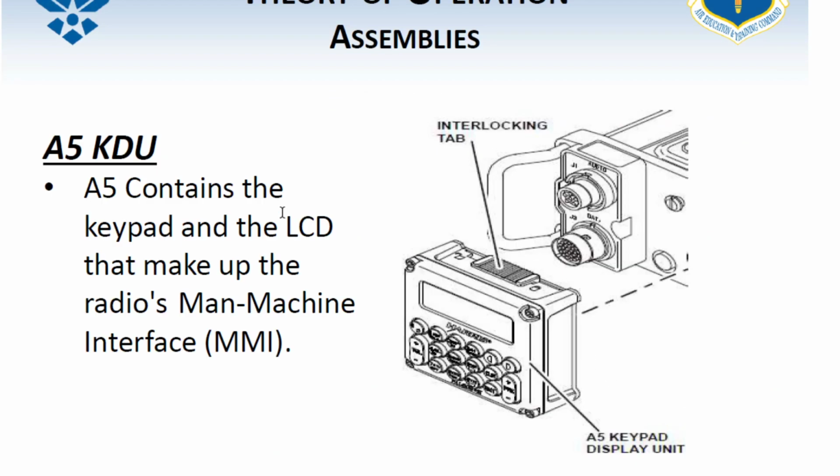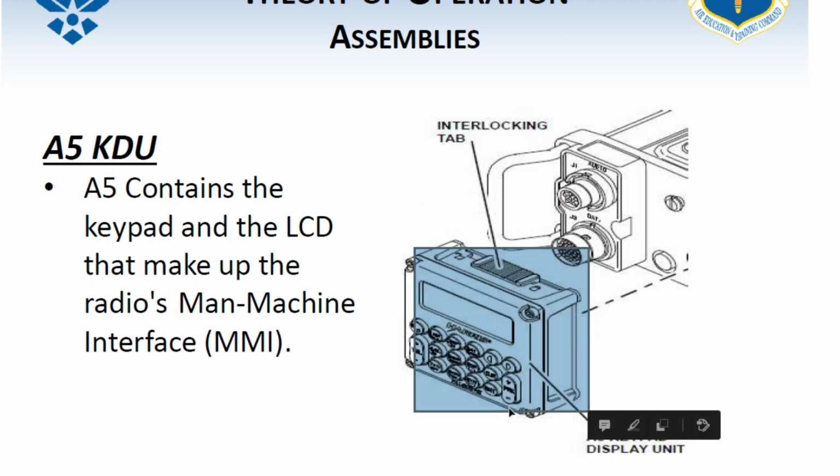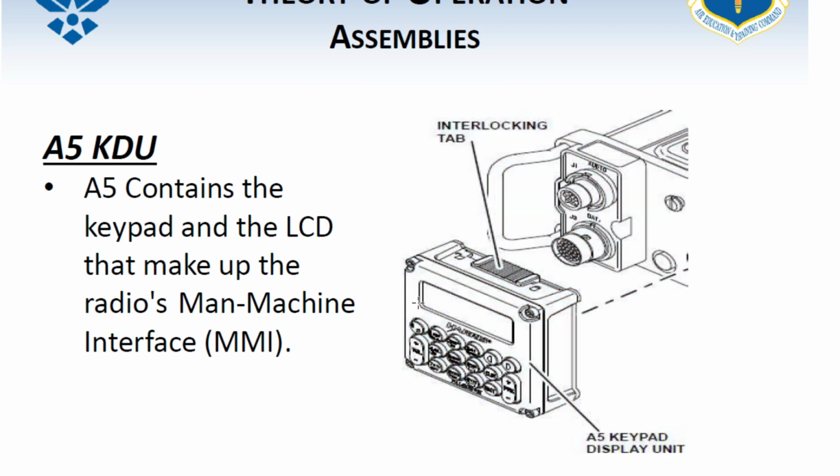So A5 is our KDU. Another name for the KDU is the MMI, the man-machine interface. That's another name for this thing here because you are the men and women and you interface with the radio, the front panel.